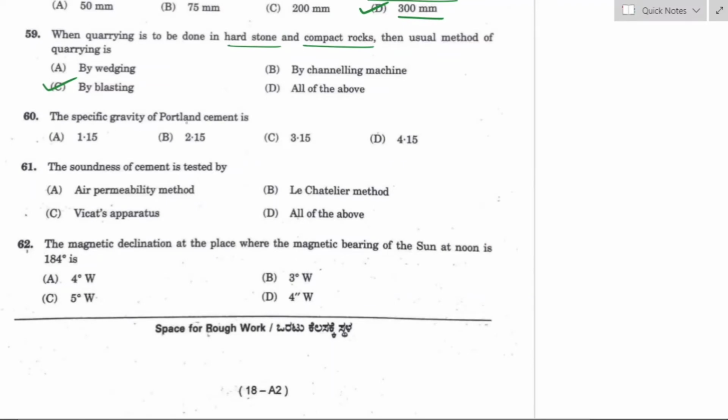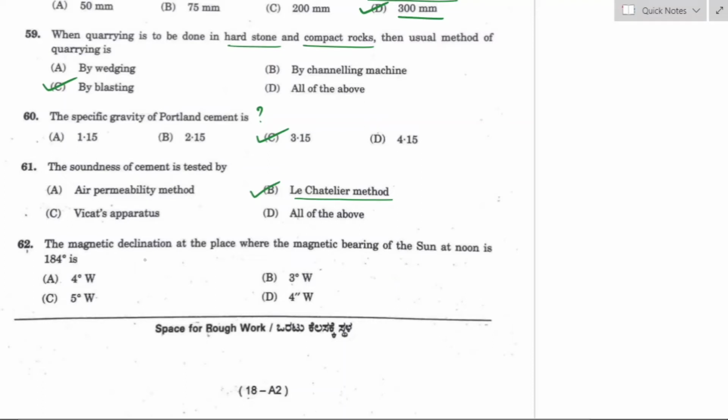Question number 60. The specific gravity of the Portland cement is 3.15. Option C is the right answer. Question number 61. The soundness of the cement is tested by Le-Chatelier apparatus. So it is usually tested by Le-Chatelier method. Option B is the right answer.